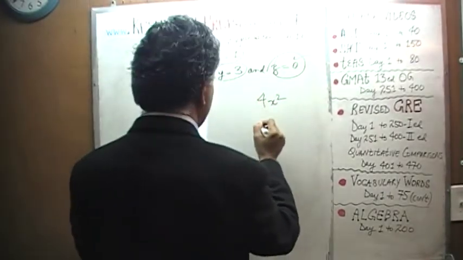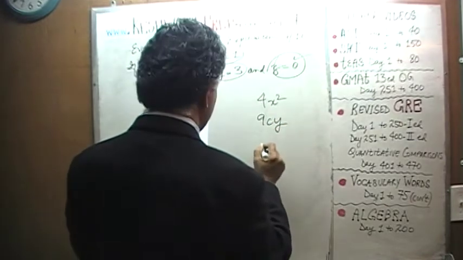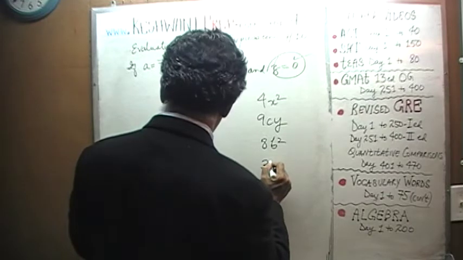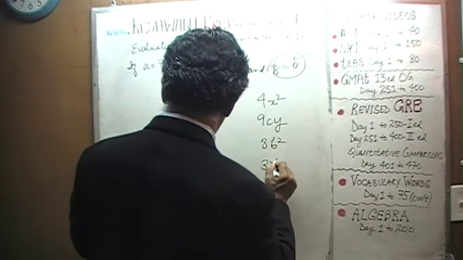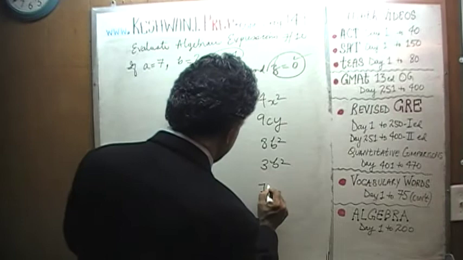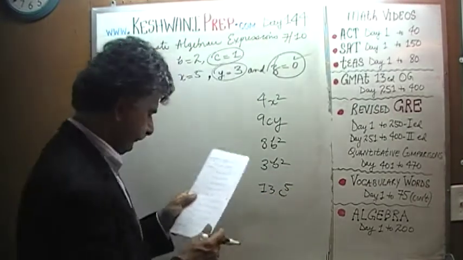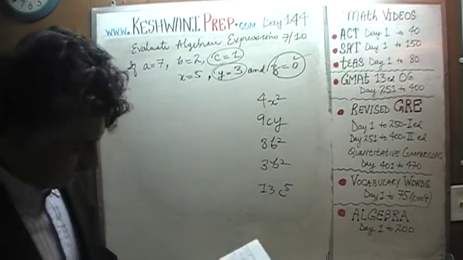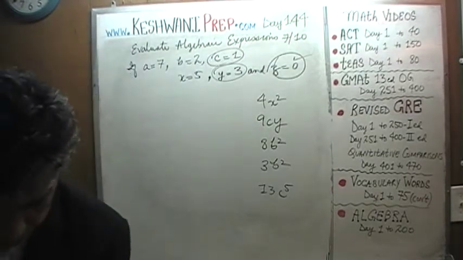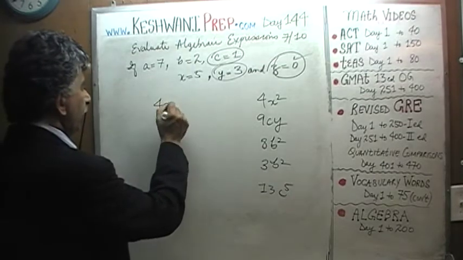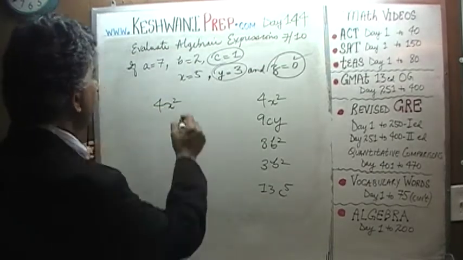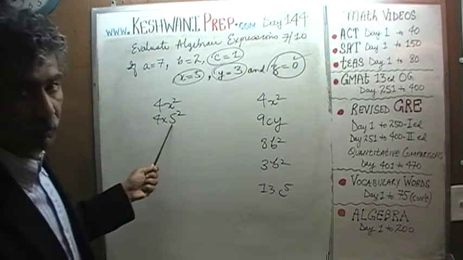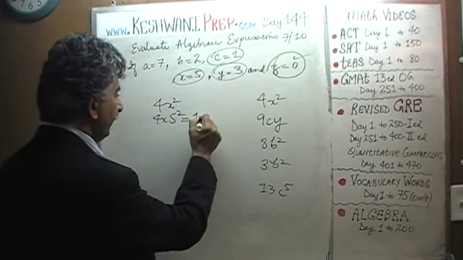4x squared, 9cy, 8b squared, 3b squared, and 13c raised to the 5th power. 4x squared, x is how much? X is 5, so it's 4 times 5 squared. 5 squared we know is 25. 25 times 4 is 100.